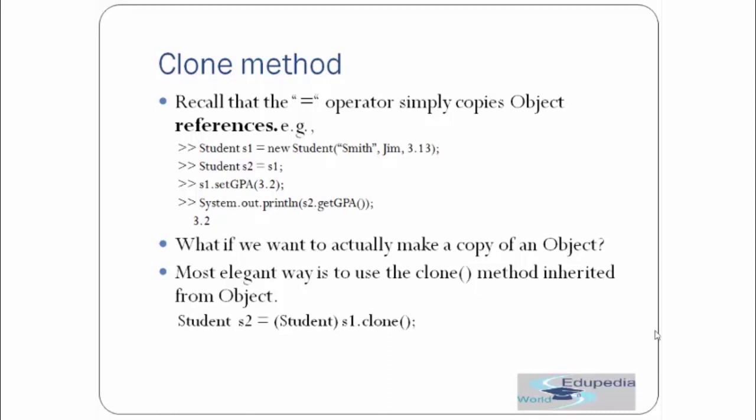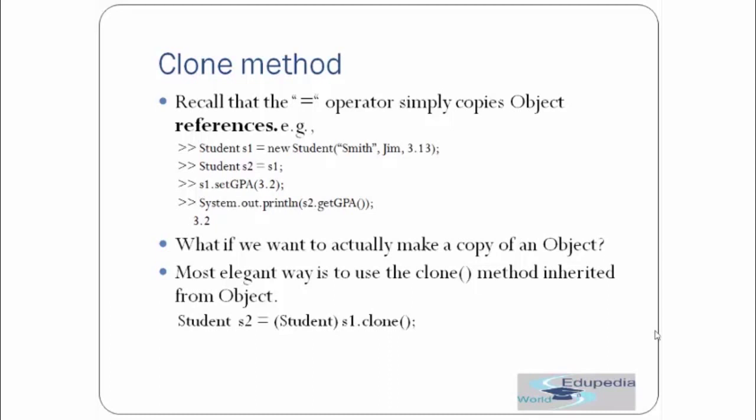Now if you do s2.setGPA(3.2), then it will also change the GPA of s1, which will become 3.2. So you see how we have actually created two references, but the data they share is common, and the actual object they share is common, although the names are different, s1 and s2. Now this is, in a way, copying the references. The object reference gets copied.